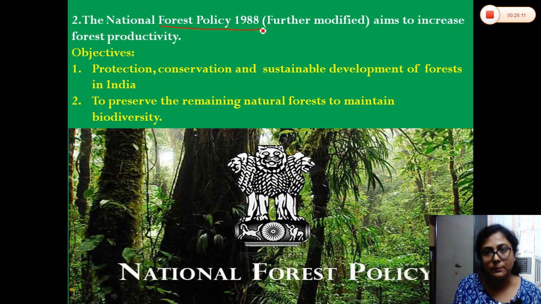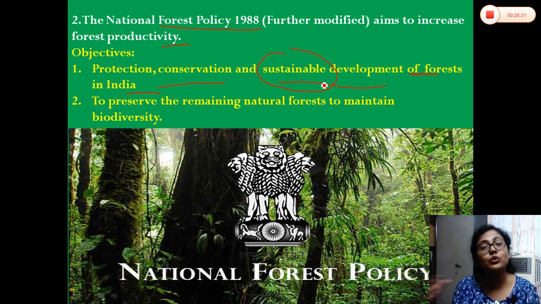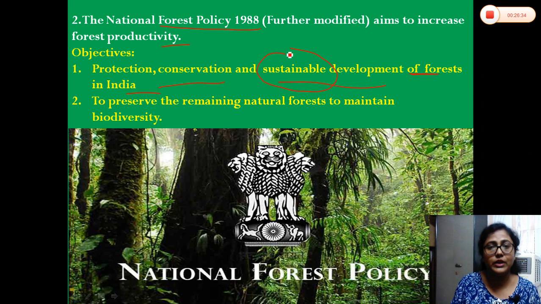National forest policy is another measure, with the aim to increase forest productivity, and for protection, conservation and sustainable development of the forest in India. What is sustainable development? It means to use the forest resource for the present generation without compromising the needs of the future generation. Although forest is a renewable resource and will be replenished, it will take a long time. So we need to protect and conserve the forest.